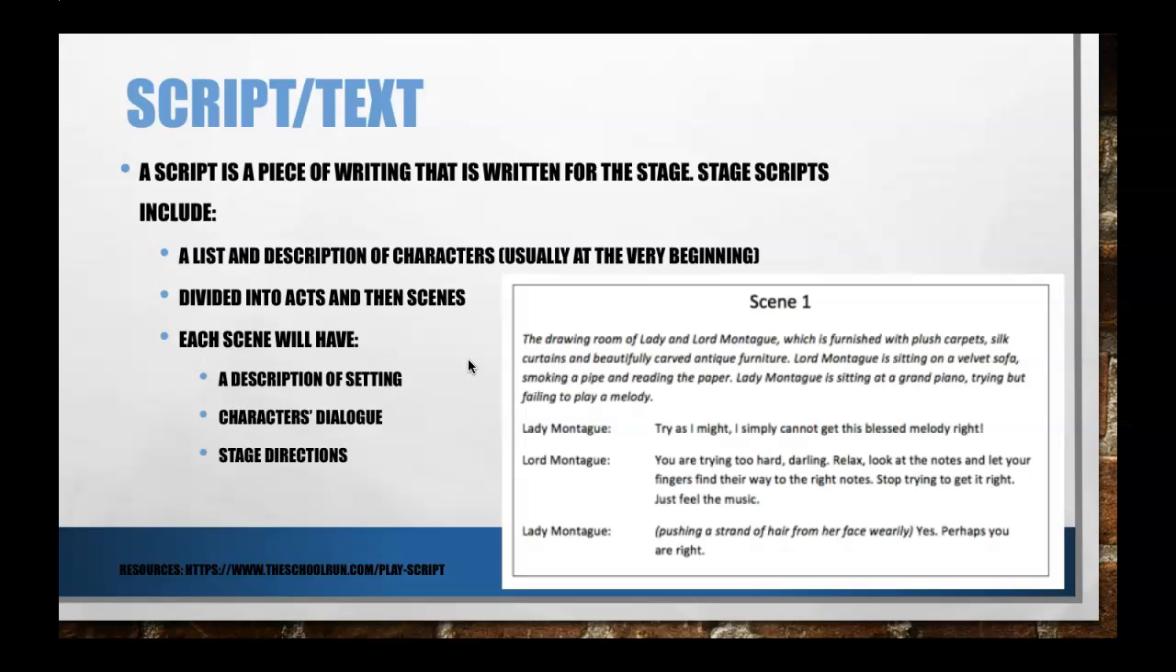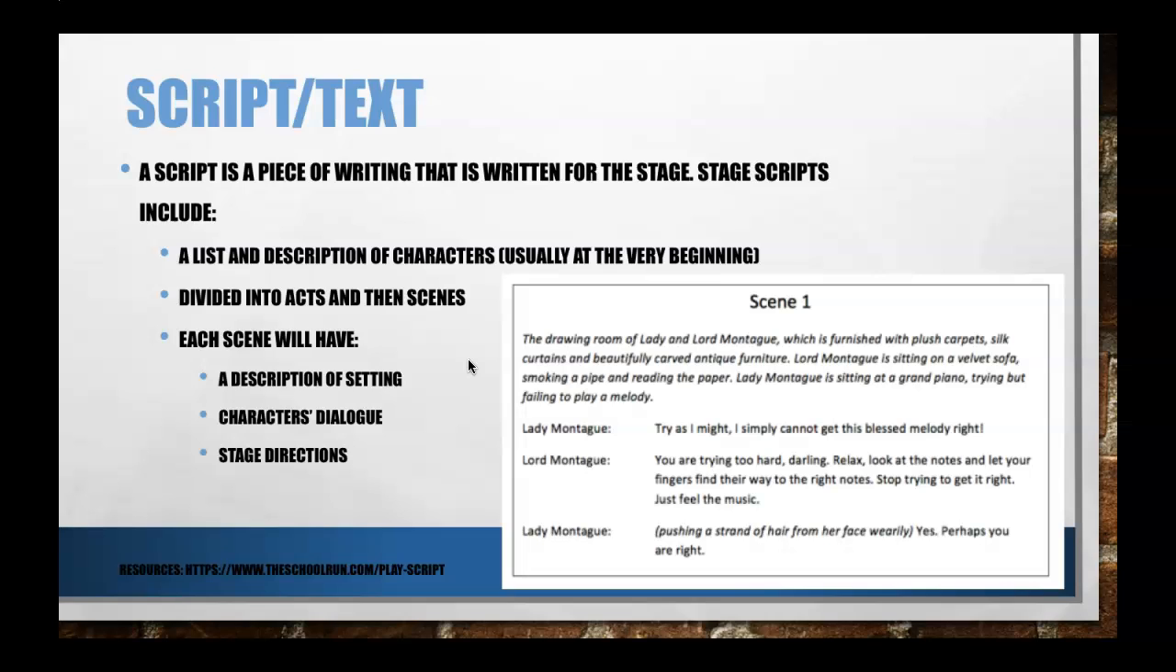So now let's move on to script and text. A script is a piece of writing that is written for the stage. Stage scripts include a list and description of characters. This is usually at the very beginning of the booklet. It is then divided into acts and then scenes. And each scene will have a description of the setting, the character's dialogue, and stage directions.